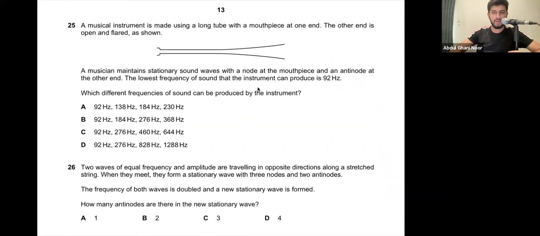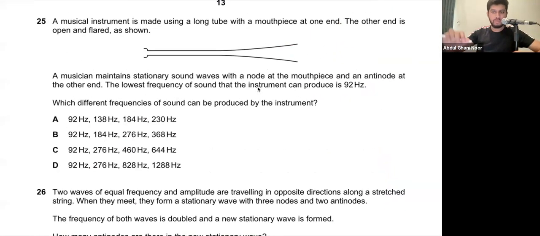On to question 25. Question 25 says a musical instrument is made using a long tube with a mouthpiece at one end. The other end is open and flared as shown. A musician maintains stationary sound waves with a node at the mouthpiece. So there's a node at the mouthpiece and there's an antinode at the other end. The lowest frequency of the sound that the instrument can produce is 92 hertz.